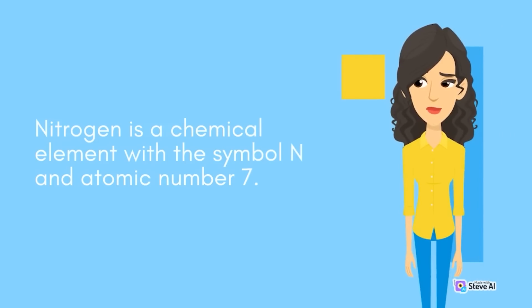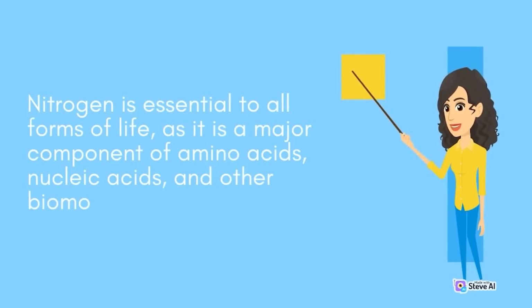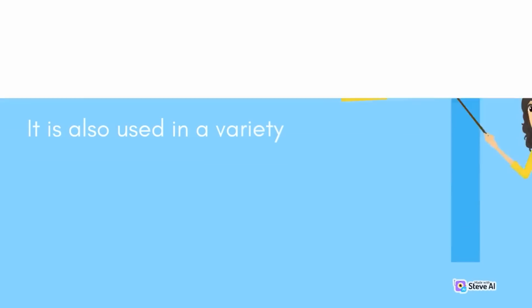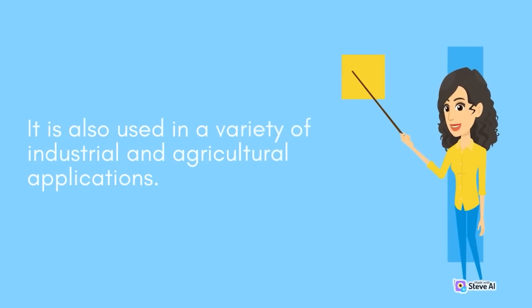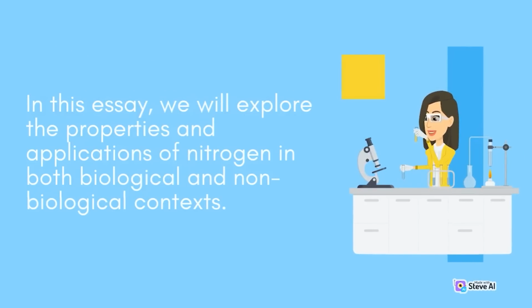Nitrogen is a chemical element with the symbol N and atomic number 7. It is a non-metal and constitutes approximately 78% of Earth's atmosphere. Nitrogen is essential to all forms of life, as it is a major component of amino acids, nucleic acids, and other biomolecules. It is also used in a variety of industrial and agricultural applications. In this essay, we will explore the properties and applications of nitrogen in both biological and non-biological contexts.